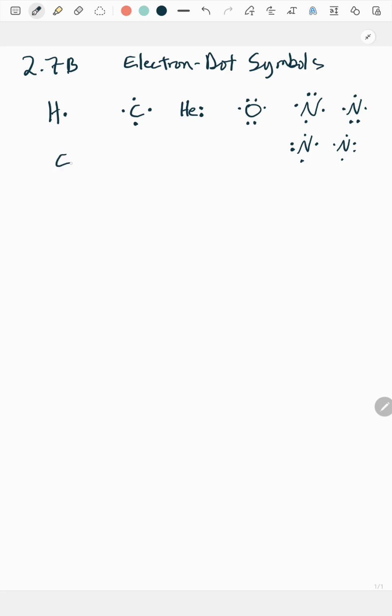And then another one would be chlorine. Chlorine has 7 valence electrons, 2s2 2p5. So I can write chlorine like that. It's missing 1 electron to fill its 2p subshell. Neon has, of course, completely filled its 2p subshell, so it has 2s2 2p6, 8 electrons. 8 electrons around the neon.